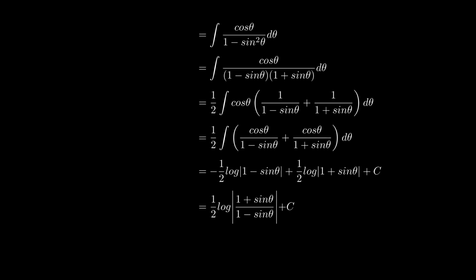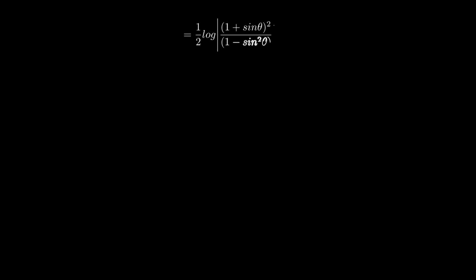If we multiply the numerator by 1 plus sine theta and also the denominator by the same value, we get 1 plus sine theta squared over 1 minus sine squared theta. 1 minus sine squared theta now can be re-expressed as cosine squared theta. So we get half of log of 1 plus sine theta squared over cos squared theta. Express everything under the squared bracket, therefore it is 1 plus sine theta over cosine theta.